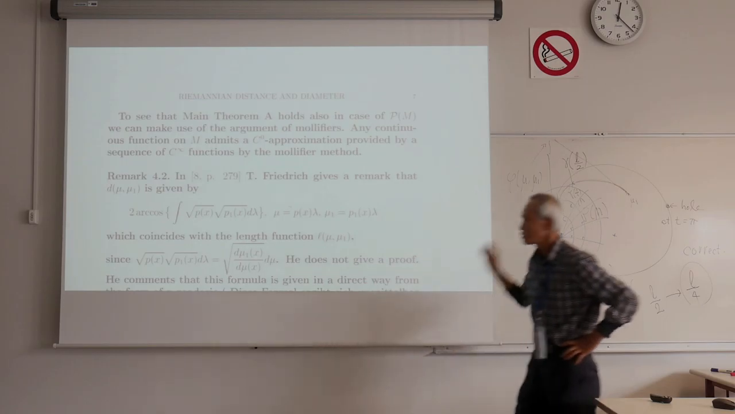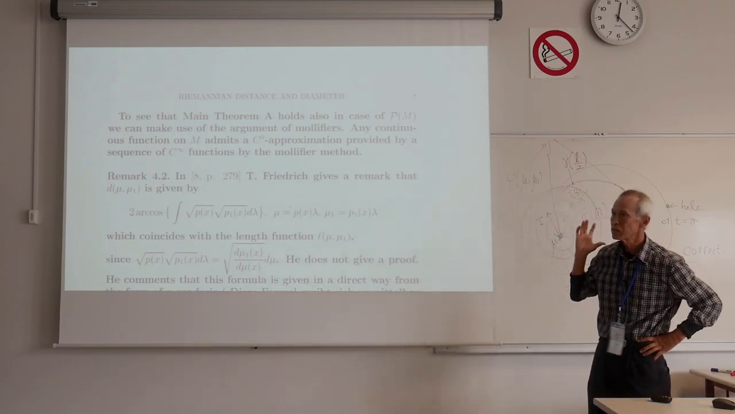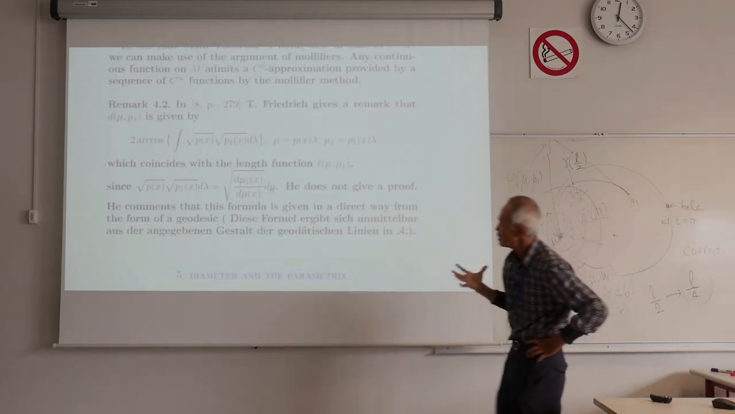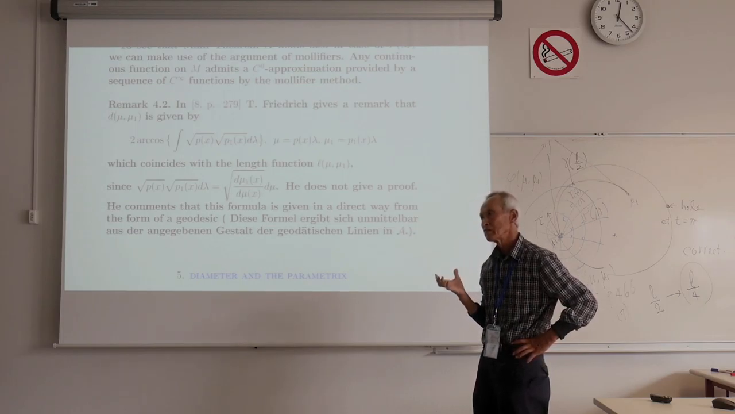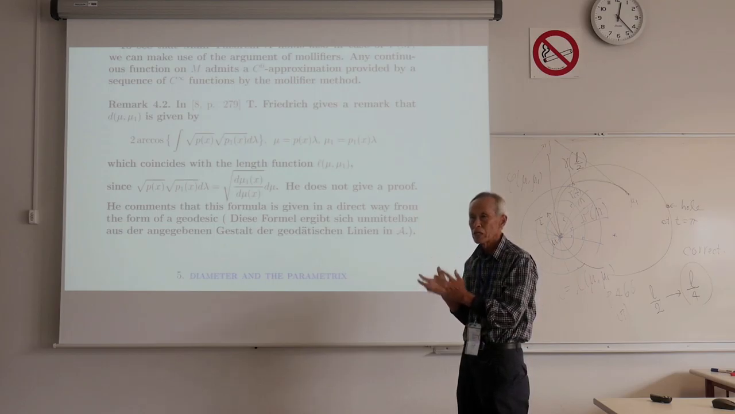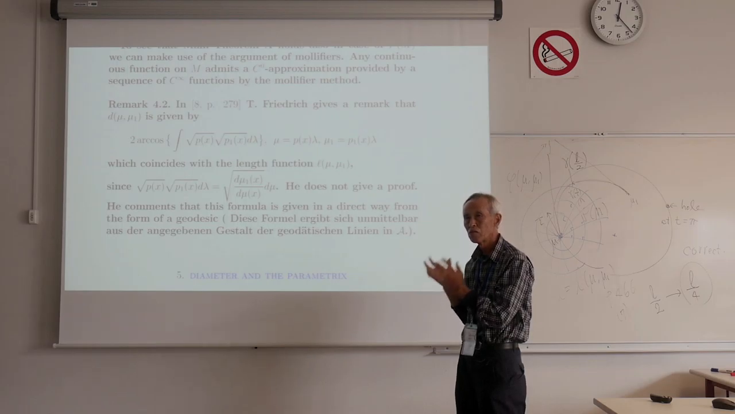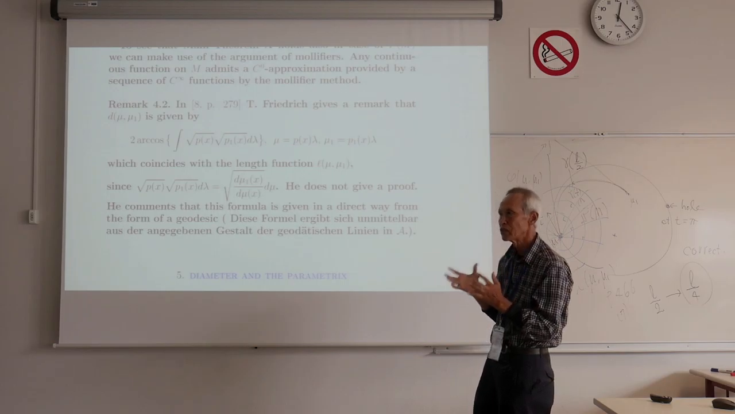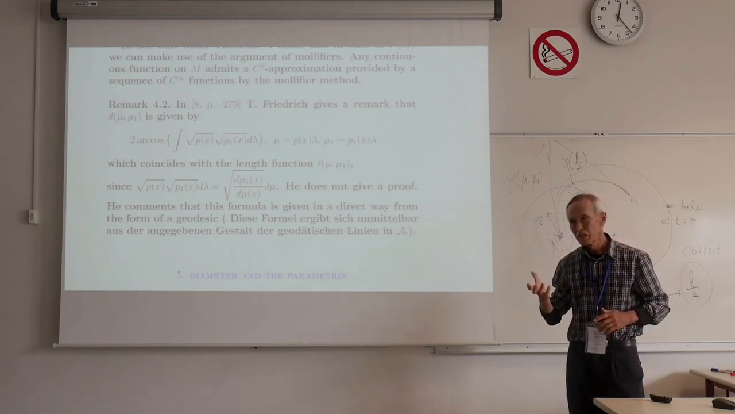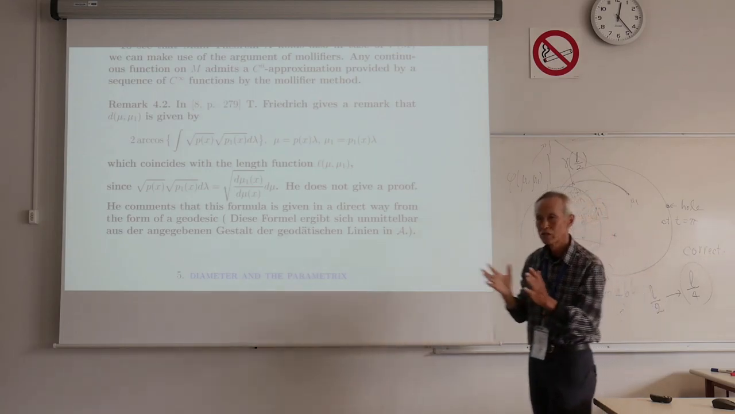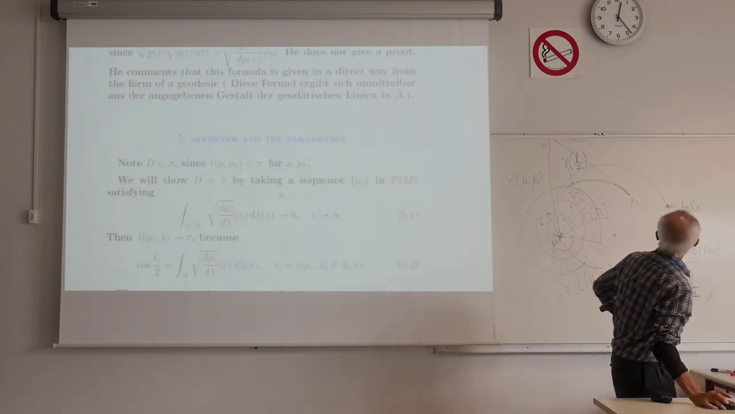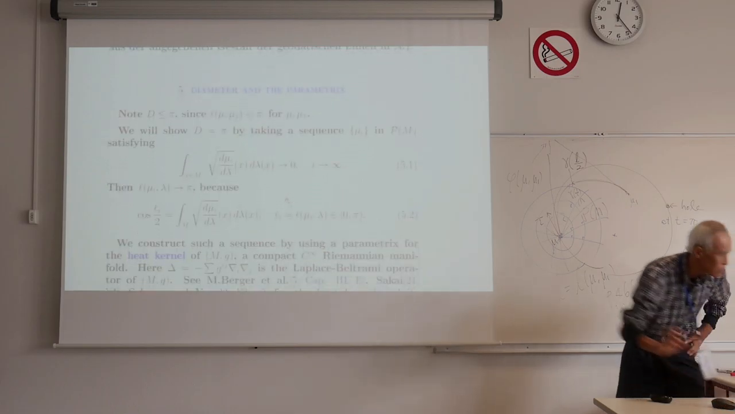But as a remark, Thomas Friedrich remarked that the distance is given by this formula, which coincides with our length function. But he does not give a proof. Maybe he used sphere geometry, since the space of probability measures with the Fisher metric is just a Riemannian manifold of constant sectional curvature 1/4, just like a round sphere, infinite dimensional. But he imagined it, he didn't prove it. I would have to ask him, but he passed away several years ago.